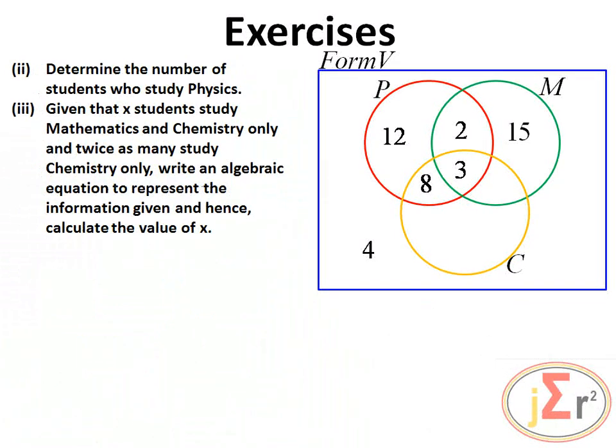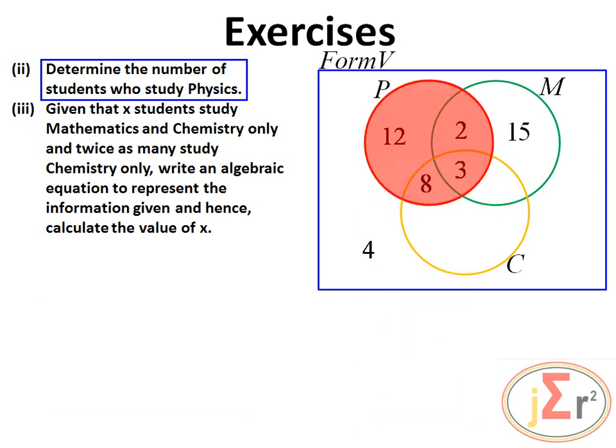Determine the number of students who study physics. Given that X students study mathematics and chemistry only, and twice as many study chemistry only, write an algebraic equation to represent the information given, and hence calculate the value of X. Now we will determine the number of students who study physics.